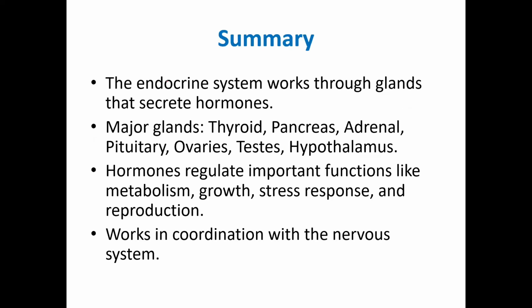Let's do a summary. The endocrine system works through glands that secrete hormones. Major glands we discussed here: thyroid, pancreas, adrenal, pituitary, ovaries, testes, and hypothalamus. Hormones regulate important functions like metabolism, growth, stress response, and reproduction. They work in coordination with the nervous system, right?